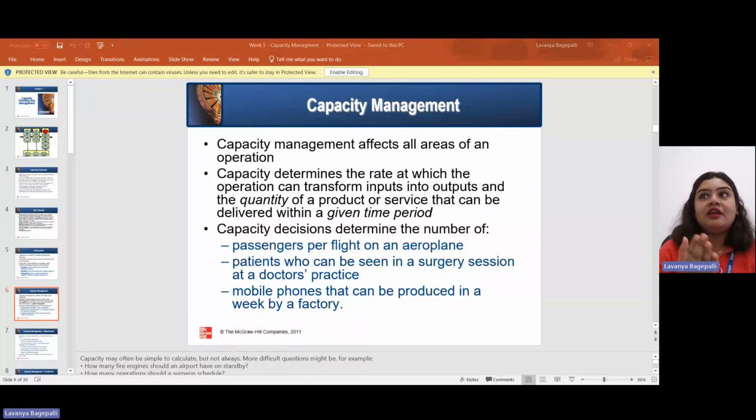This example gives you a clear understanding of how capacity decisions can affect different operations and why capacity planning and capacity management is important, so that we can avoid overproduction or underproduction, as in the example of passengers per flight on an airplane.